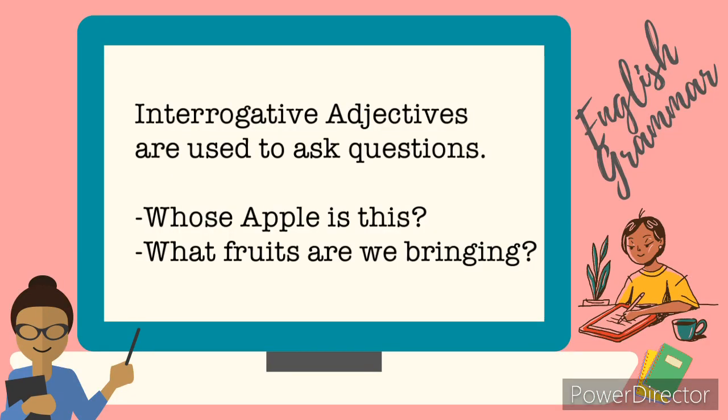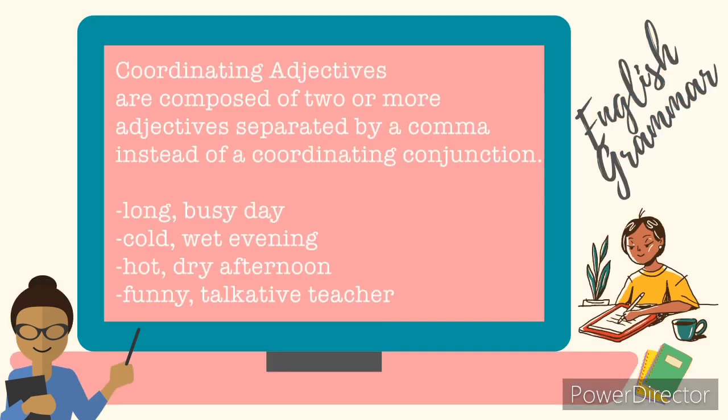Interrogative adjectives. They are used to ask questions. For example, whose apple is this? And what fruits are we bringing? In the first example, the speaker asks about the specific apple as to who owns it. Hence, that specific apple is modified by the interrogative adjective whose. In the second example, the speaker asks about the fruits to bring, and the interrogative adjective what asks which ones of the fruits.